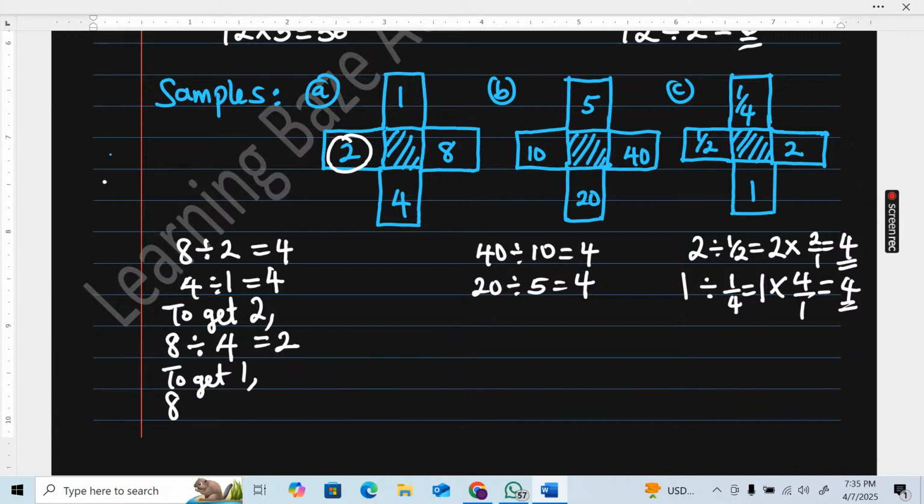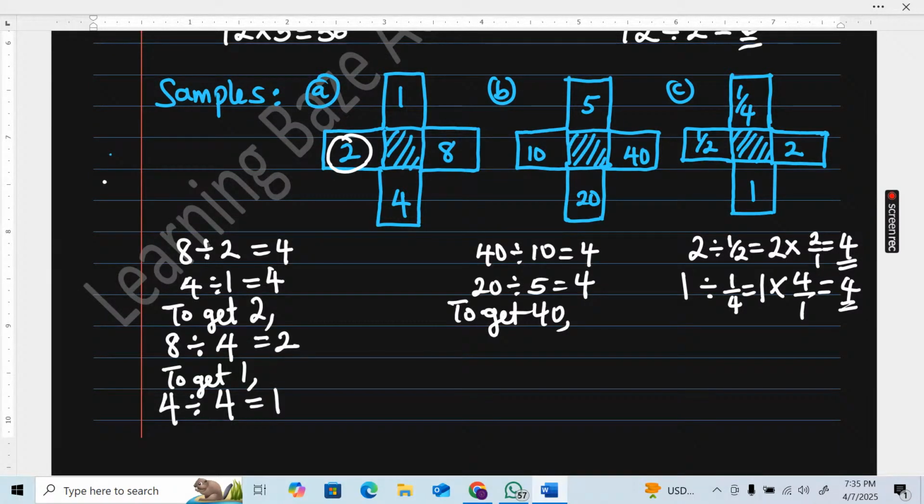We're going to divide 4 by 4 because we have 4 below, divided by the 4 that we got all through, because 4 is a common factor to all of them. So we divide it by 4, which is equal to 1. Moving on to sample B, how do we get 40?